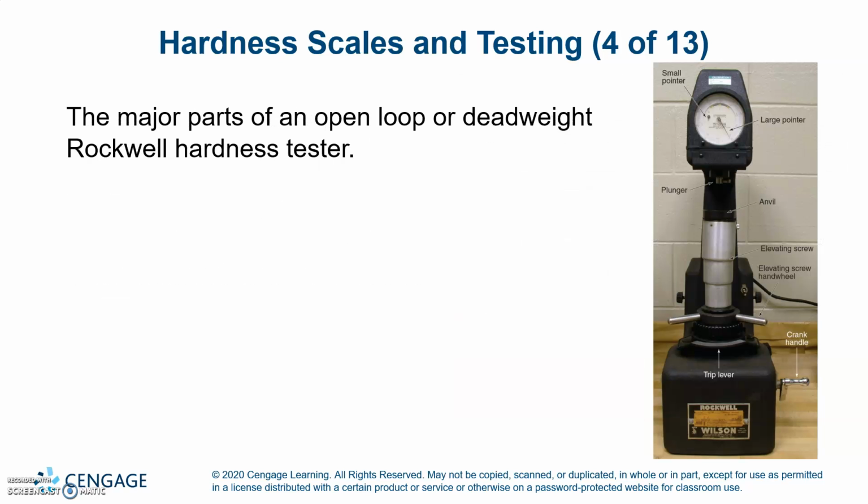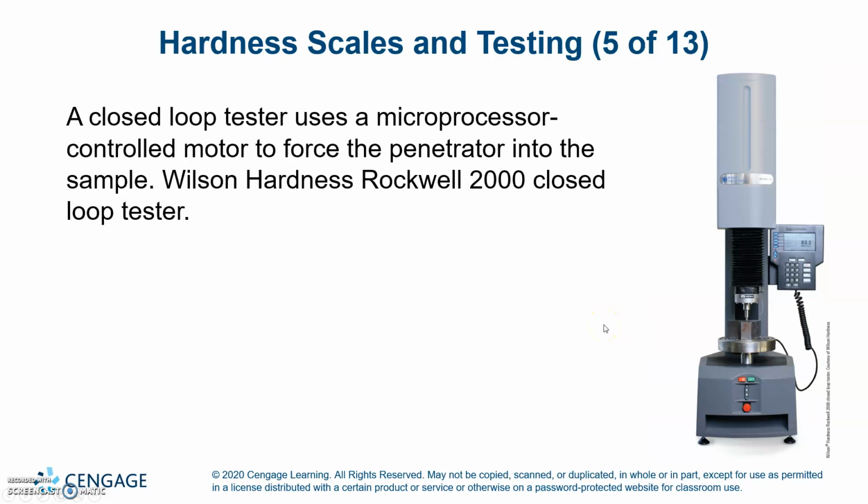The major parts of an open loop, dead weight Rockwell hardness tester: the small pointer, the large pointer, the plunger, the anvil, the elevating screw, and the elevating screw hand wheel. You also have the trip lever and the crank handle. A closed loop tester uses a microprocessor controlled motor to force the penetrator into the sample. Wilson Hardness Rockwell 2000 closed loop tester.